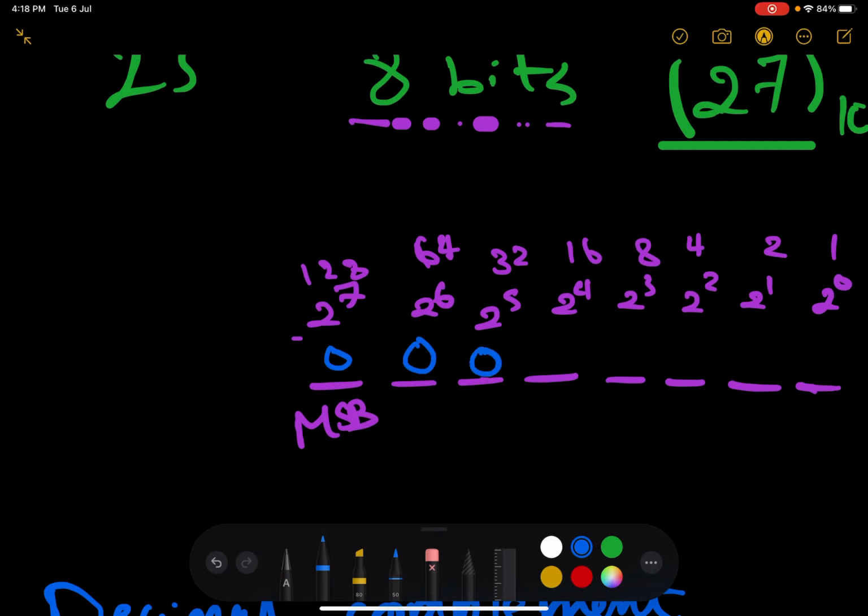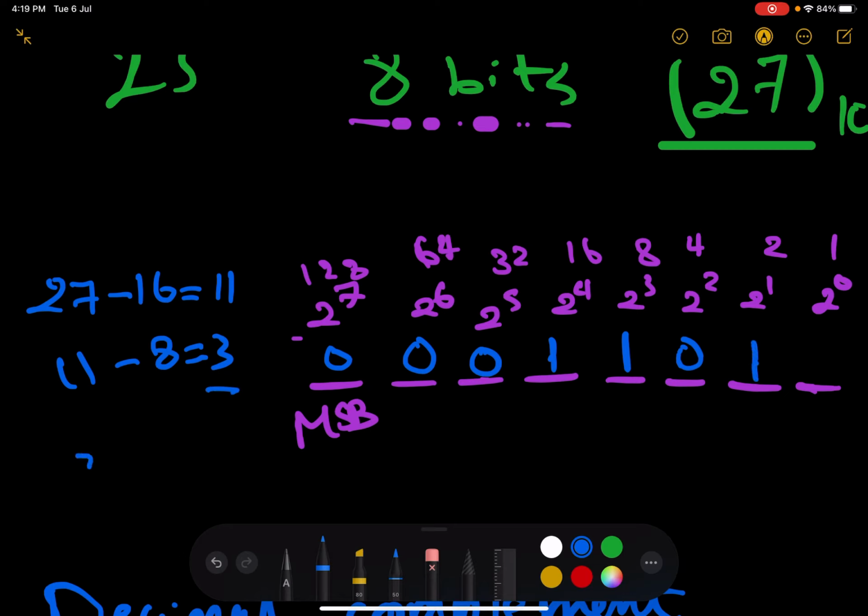But 16 is less than 27, so we'll fill this one with 1, and then 27 minus 16 will give us 11. 11 is also greater than 8. Then 11 minus 8, you'll get 3. 3 actually is less than 4, so we will fill this bit with 0. Then 3 is greater than 2, fill it with 1. 3 minus 2 will give us 1.